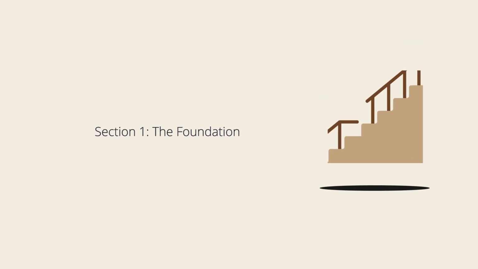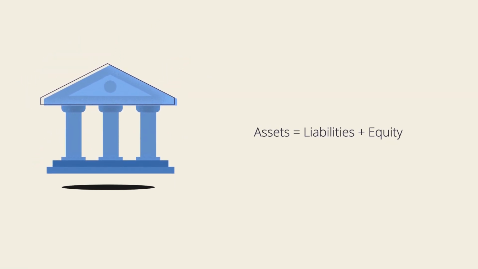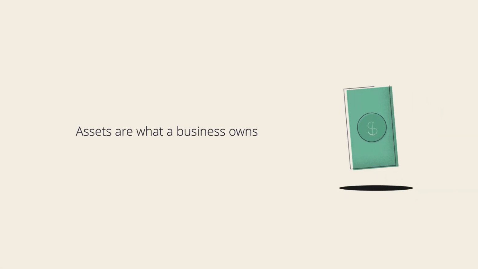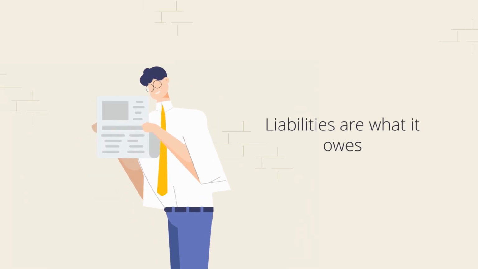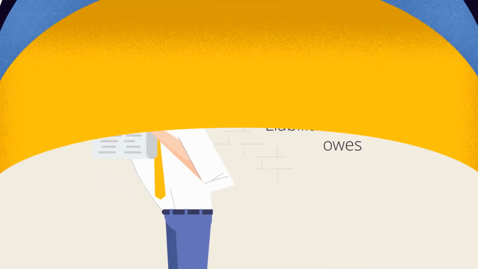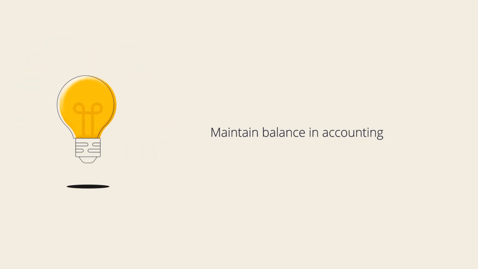Section 1. The Foundation, the Unbreakable Rules. The foundation of all accounting is one unbreakable rule. Assets equals liabilities plus equity. Think of it this way. Assets are what a business owns. Liabilities are what it owes. And equity is what's left over for the owners. This equation must always stay in balance.